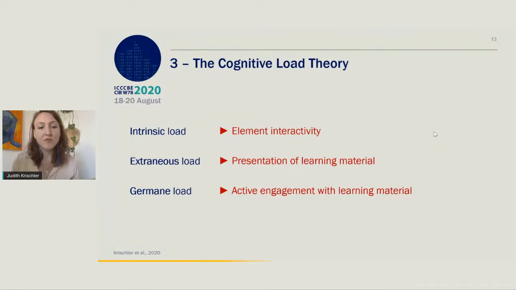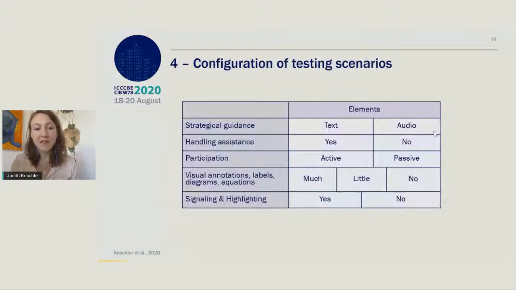and the extraneous load refers to the adequate design of a learning material. So when it's well designed, the extraneous load is low. The germane load refers to the active engagement with the learning material. The more actively we engage with it, the better it is to understand and to process.